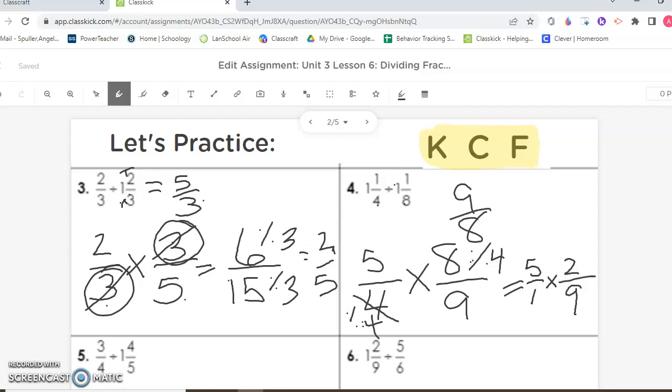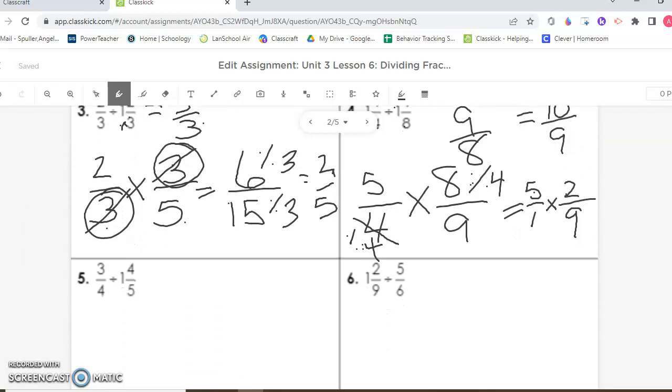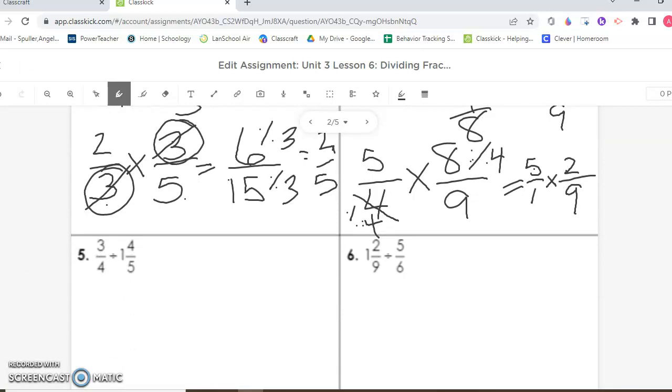So now all I have to do is multiply. 5 times 2 is 10/9. Okay, great job. Okay, let's look at this next one. We have 3/4 divided by 1 and 4/5. So I'm going to say 3/4 times 5 times 1 is 5 plus 4 is 9/5. But I'm going to flip it.